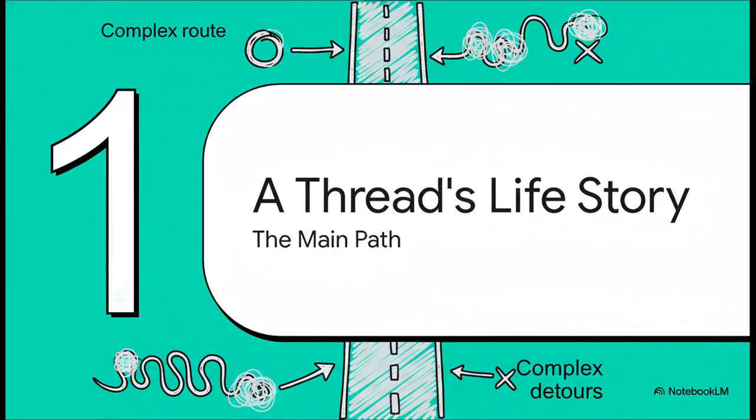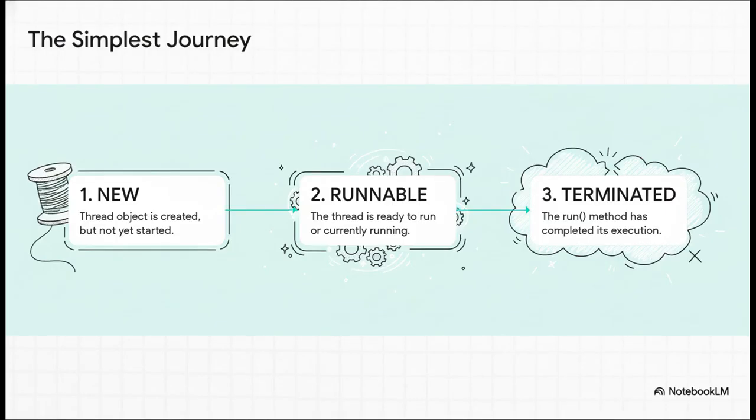You've got this main highway, the simple path, and then you've got these tricky little detours and side roads. We're going to start with the main highway. Let's get that down first. The simplest, most direct route a thread can take from the moment it's created to the moment it's gone. And that main path is just 3 steps.